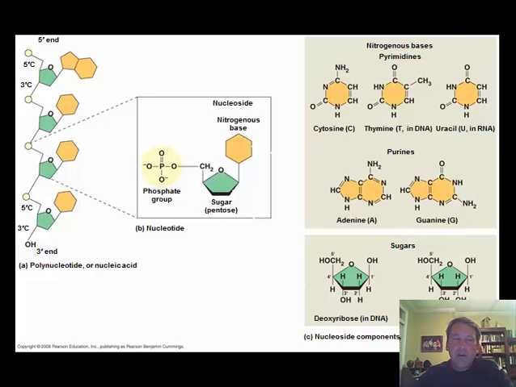In RNA, the only thing different is that it's a different sugar, but also it has one difference right here. It doesn't have thymine in it. It has uracil in place of thymine. Otherwise, it has all of the same bases in the nucleotide.